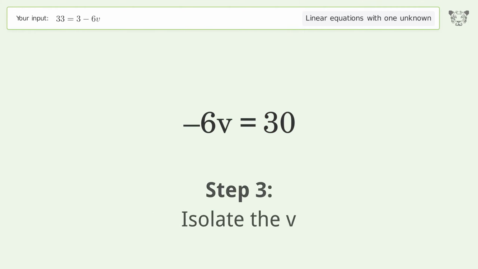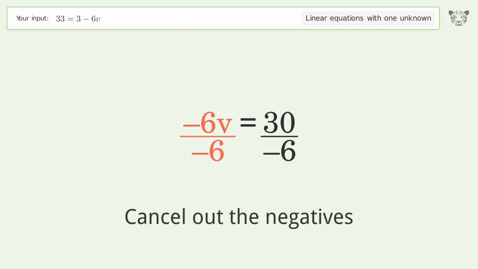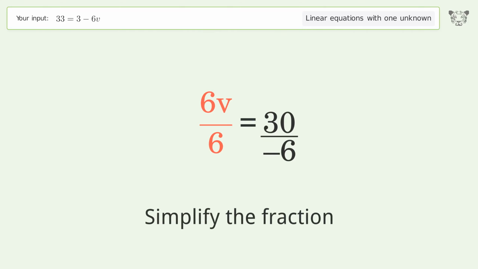Isolate the v. Divide both sides by -6. Cancel out the negatives. Simplify the fraction.